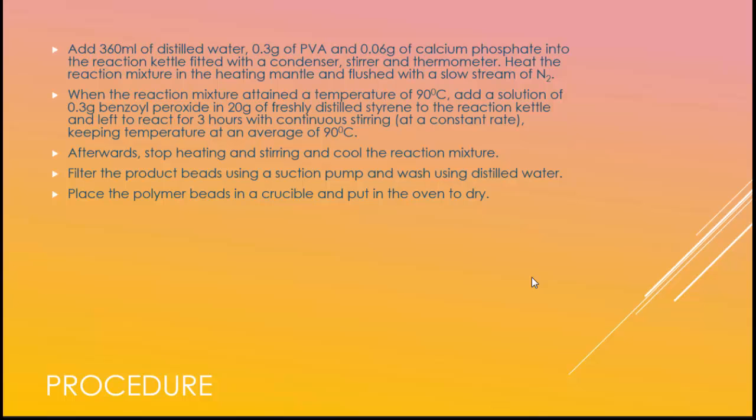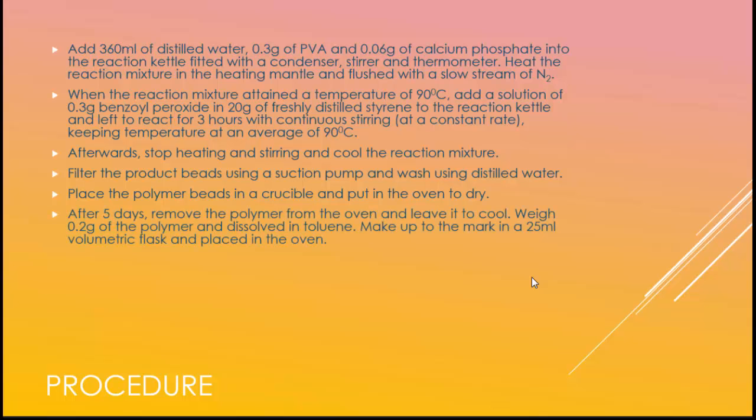Then you place these polymer beads in a crucible and put them inside the oven to dry. After 5 days, you have to remove the polymer from the oven and then leave it to cool. Now 0.2 grams of this polymer will be weighed, and then you dissolve them in toluene, which is a good solvent to dissolve your polymer because they're all hydrophobic. Then you make up this solution to the mark using a 25 ml volumetric flask, and then you place it inside the oven.